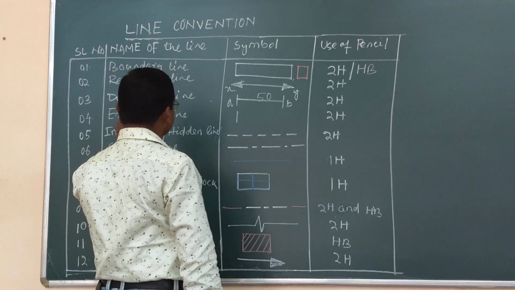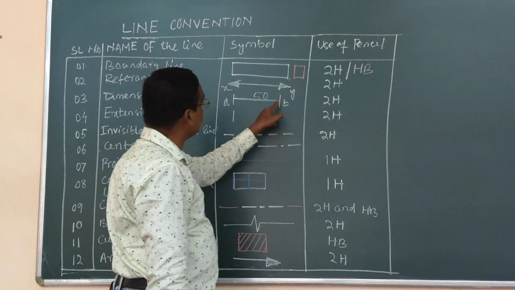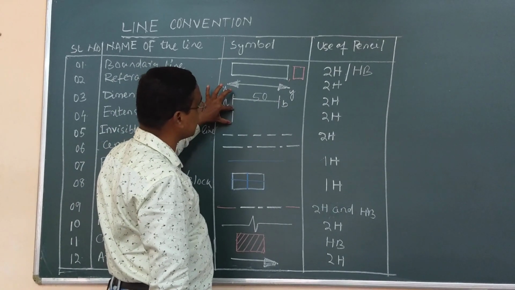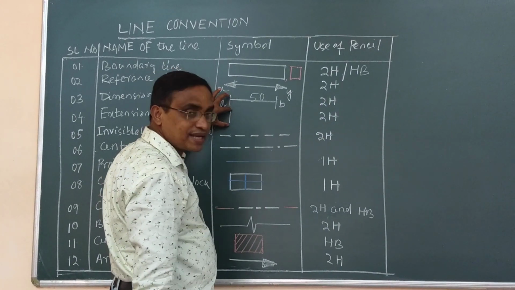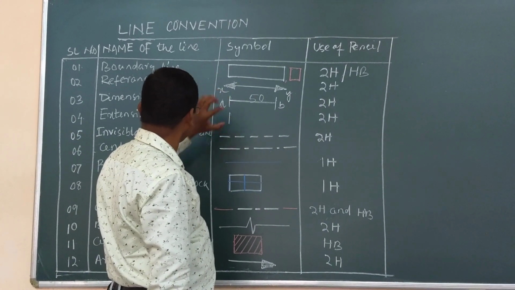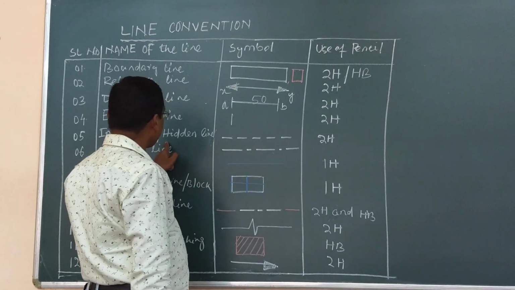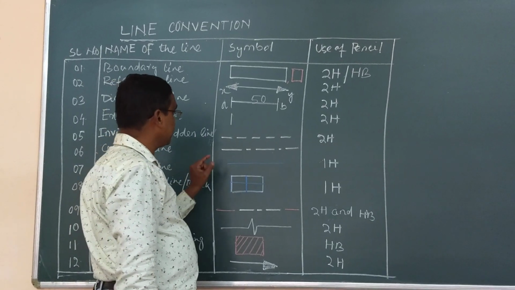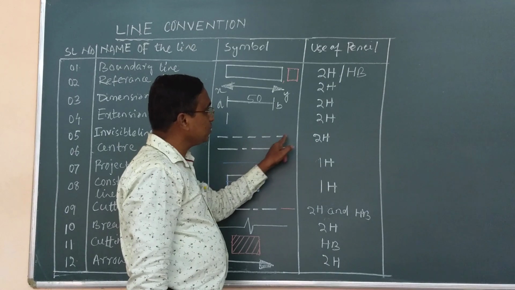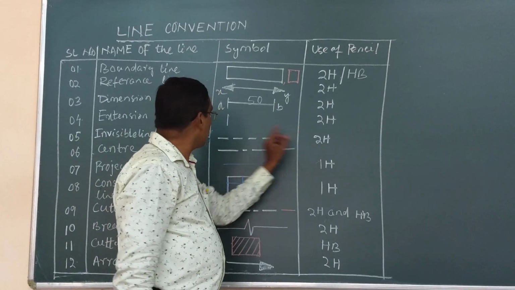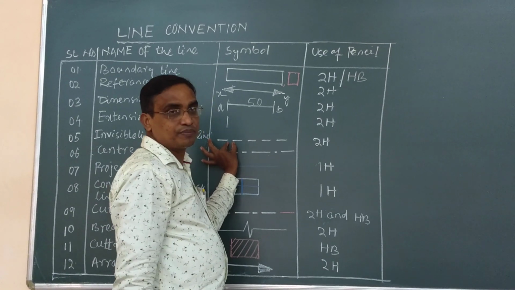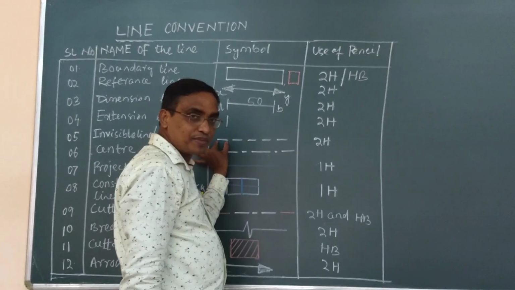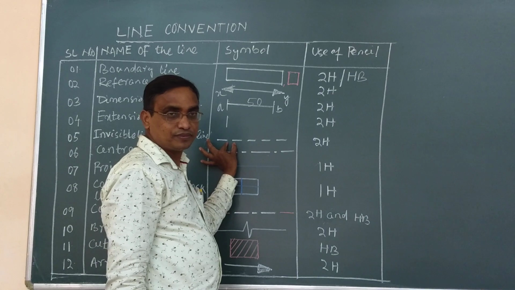Next one is the extension line. This is the dimension line, this is the extension line, 2H pencil. This is approximately 8 mm. Invisible line or hidden line, that is a dotted line, 2H pencil. What is the line width? That is the gap width. Suppose the line is 2 mm, then the gap is also 2 mm. You will maintain that.